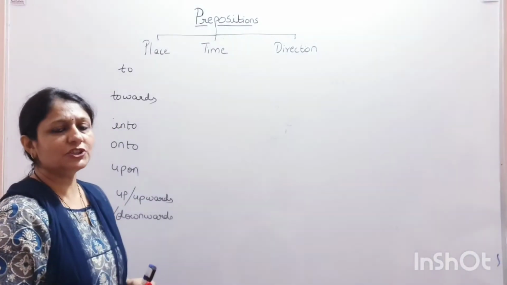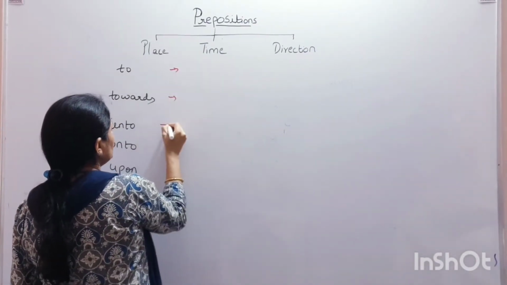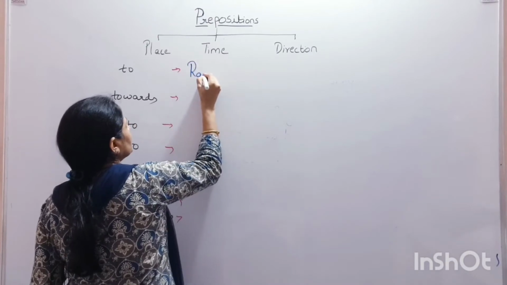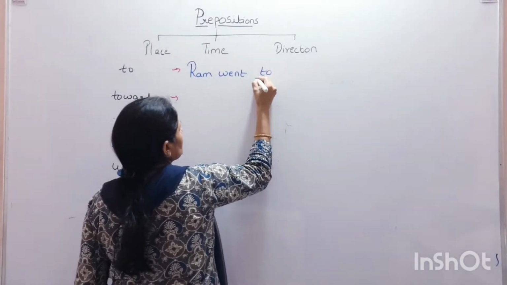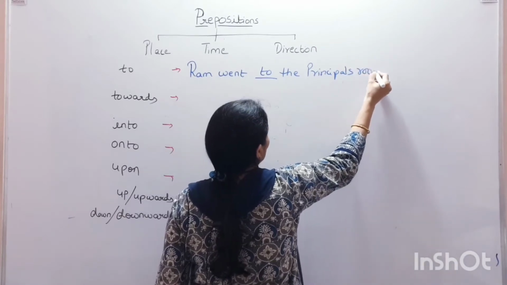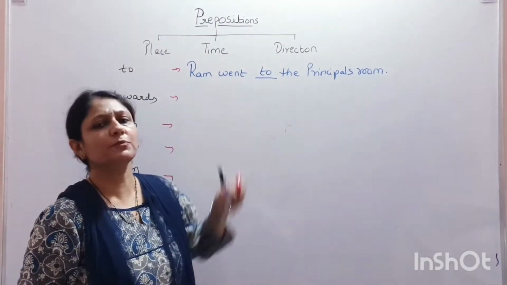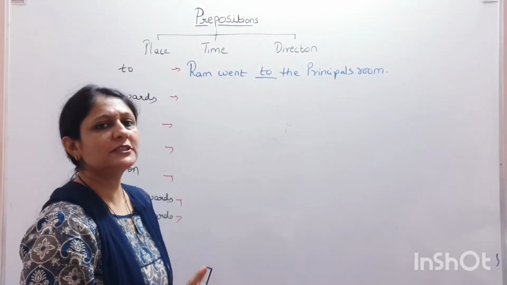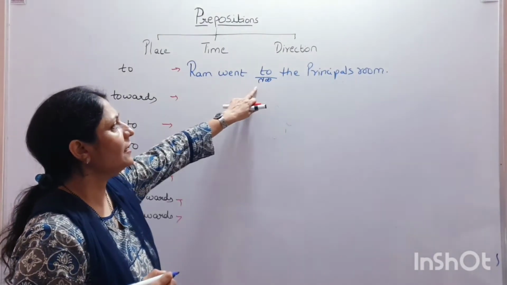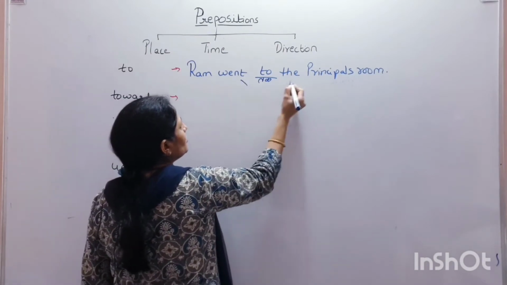Now, direction but with a difference in the meaning. When I say the preposition to, how do I use the preposition to? I'll make a sentence of that. Ram went to the principal's room. Now see very carefully. I have mentioned Ram went to the principal's room. This means कि Ram principal के room तक गया. See, the meaning in Hindi can be understood very easily कि तक गया यानी एक particular location तक गया. I can also use the preposition towards over here.